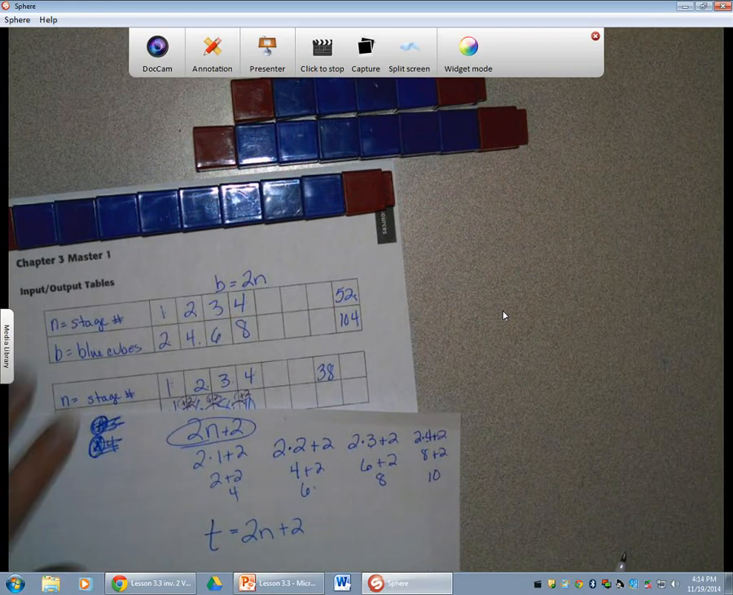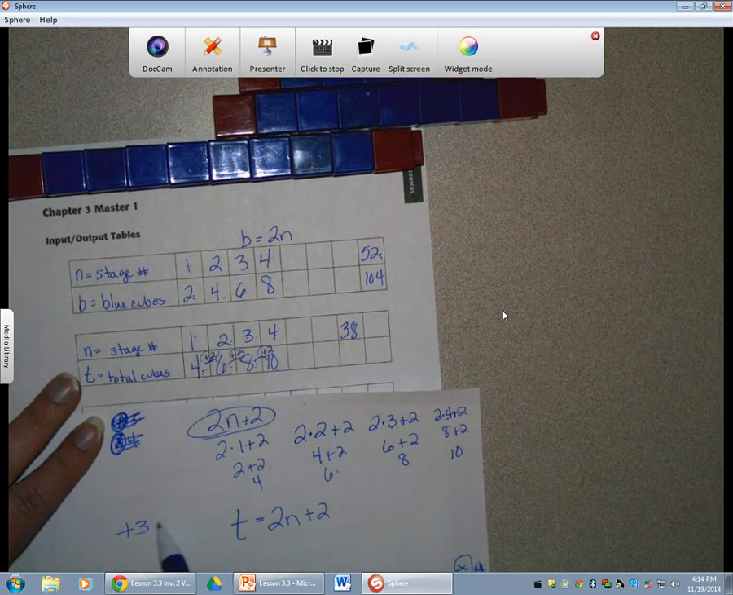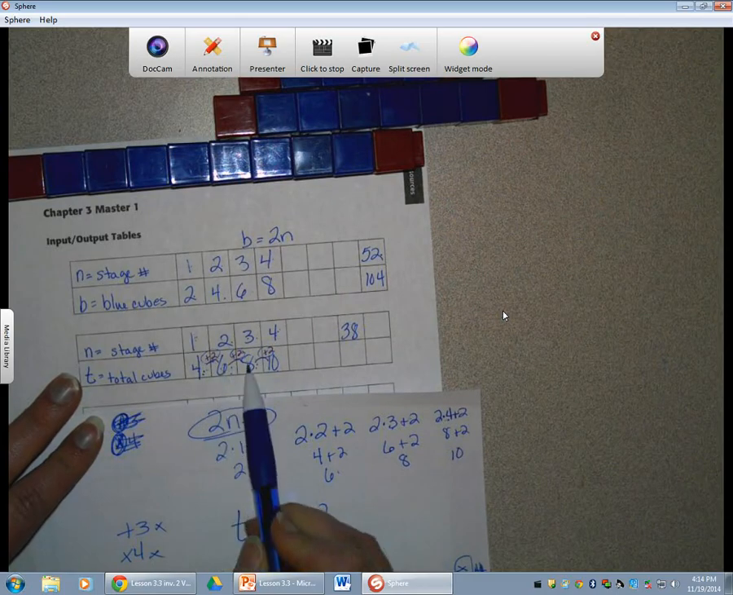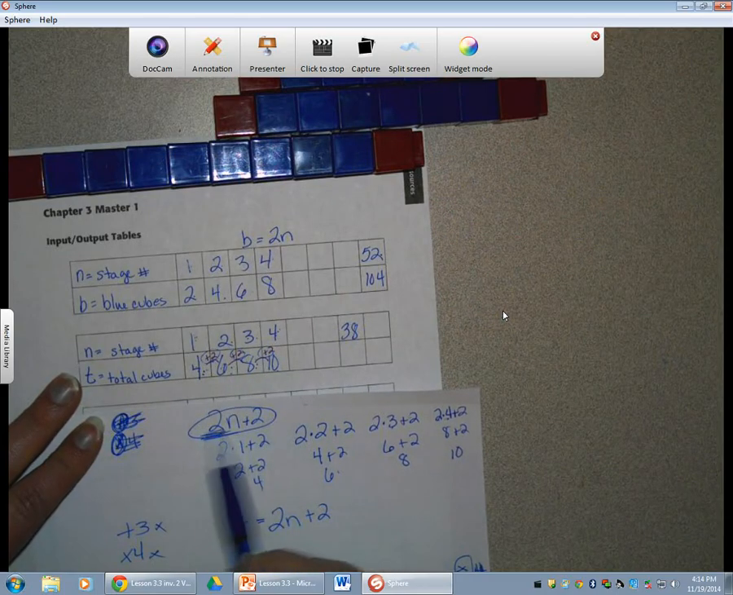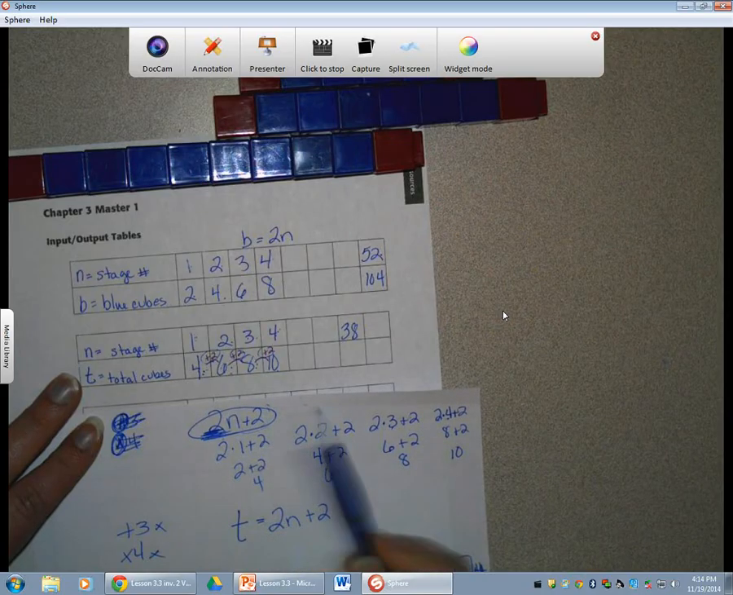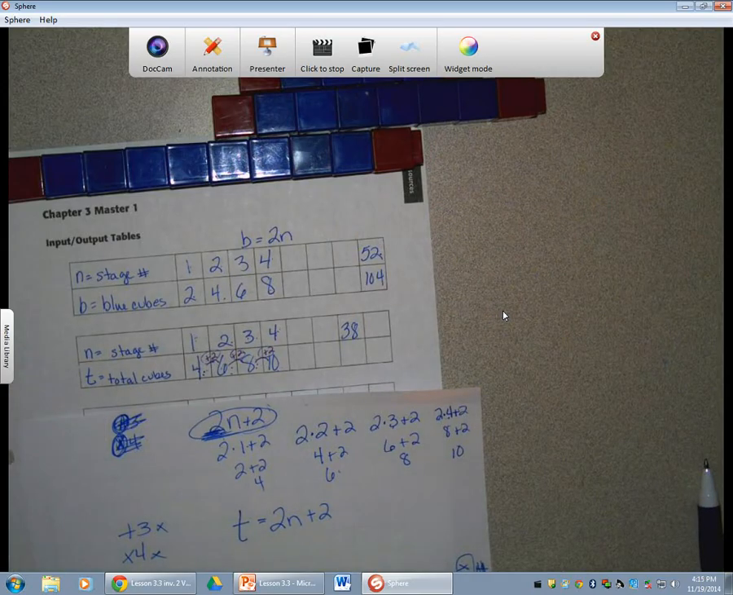So again, in this second case, we tried plus 3, but that didn't work. We tried times 4, but that didn't work. So then we recognize that the distance between these is going to be what we're multiplying by. And then we figured out what we had to add or possibly even subtract to get to the next number.